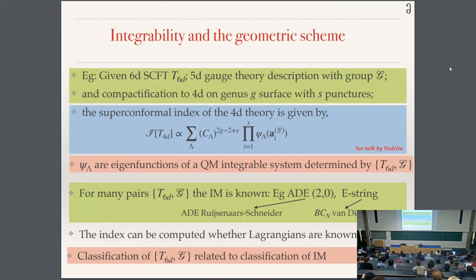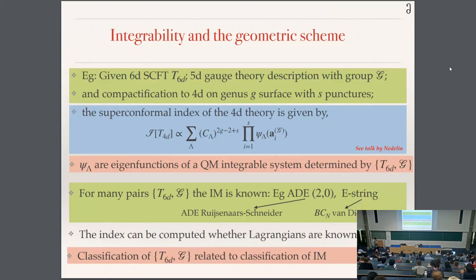So if you have a 4D theory that you obtain by compactifying a certain 6D theory, and when you compactify, you glue this theory by constructing it from building blocks that you obtain from a very particular cutting of the surface and obtaining a very particular 5D gauge theory description, the indices of all theories can be shown to have this form. So there is a geometry encoded in this form.